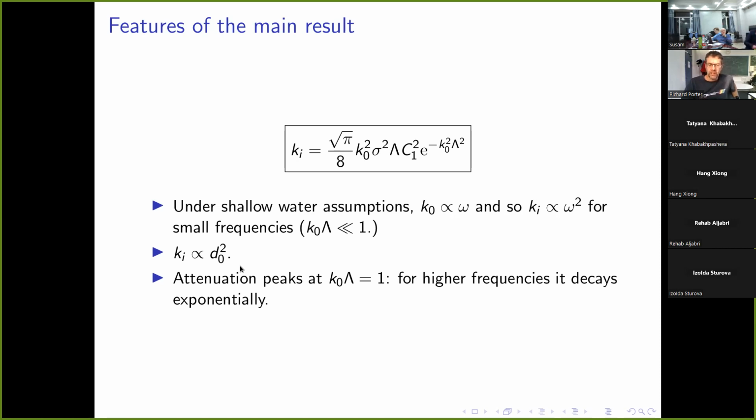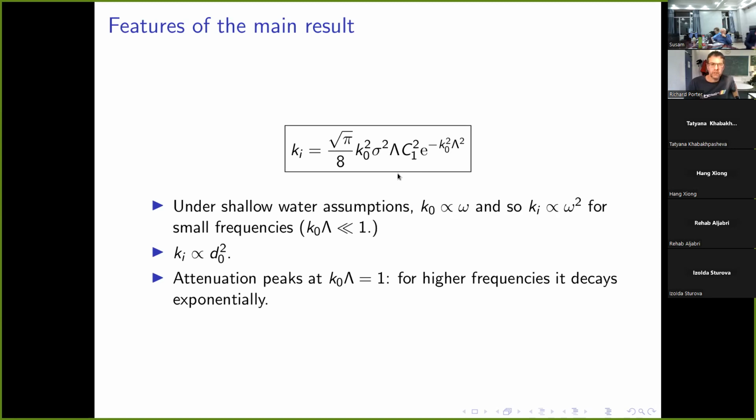And the last thing that this tells me is that this isn't purely Ki goes like omega squared, but eventually, for high enough frequencies, I get exponential decay. So the curve of x squared e to the minus x squared has a peak in it, and that peak is around this frequency here. So I get a rollover. I get a decay for high frequencies. Okay, and again, if you believe in a high frequency rollover effect, this formula works for you.